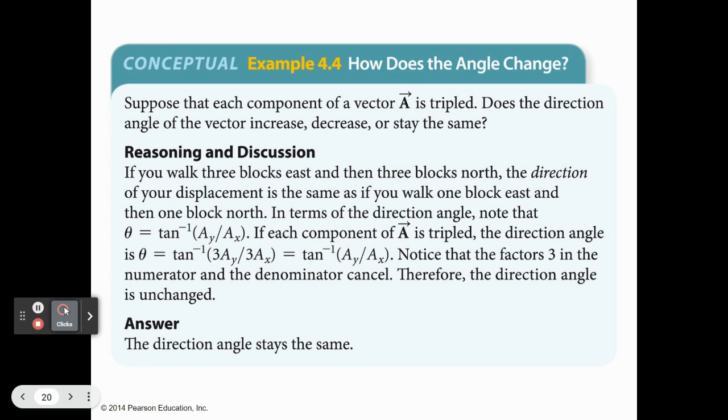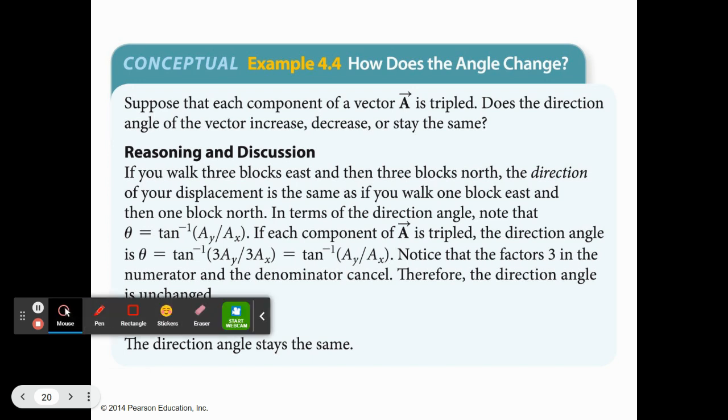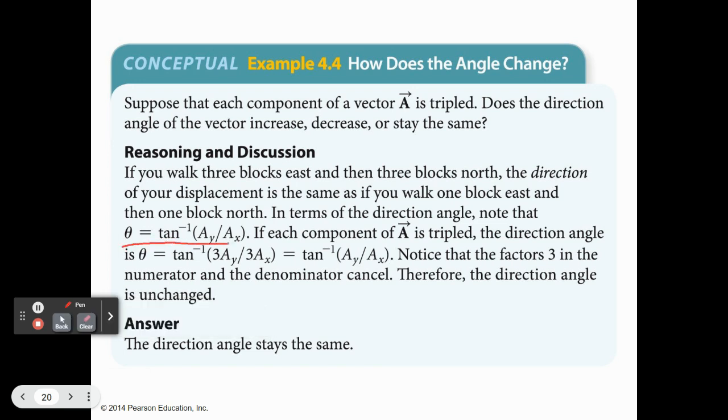All right, let's look at this conceptual example. Suppose that each component of vector A is tripled. Does the direction angle of the vector increase, decrease, or stay the same? This book has a lot of these kinds of conceptual questions. And what you need to try and do with these each time is set up a proportion, which is what they're doing here. So this is normally, but then I want to triple it. If each component is tripled, what is that going to do to the angle?